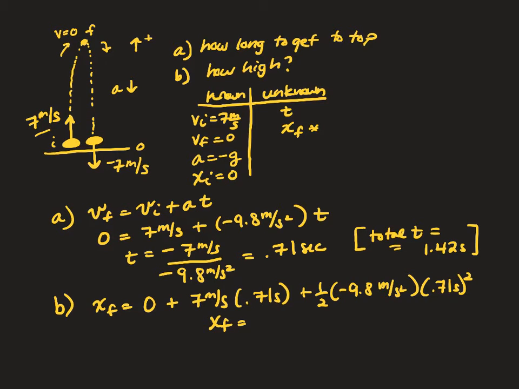That's a really high number, and that's okay because this is a pretty fast launch speed. 7 meters per second is really fast. So x final is about 2.5 meters. And that's why this is a cool problem, because this animal can jump really ridiculously high.